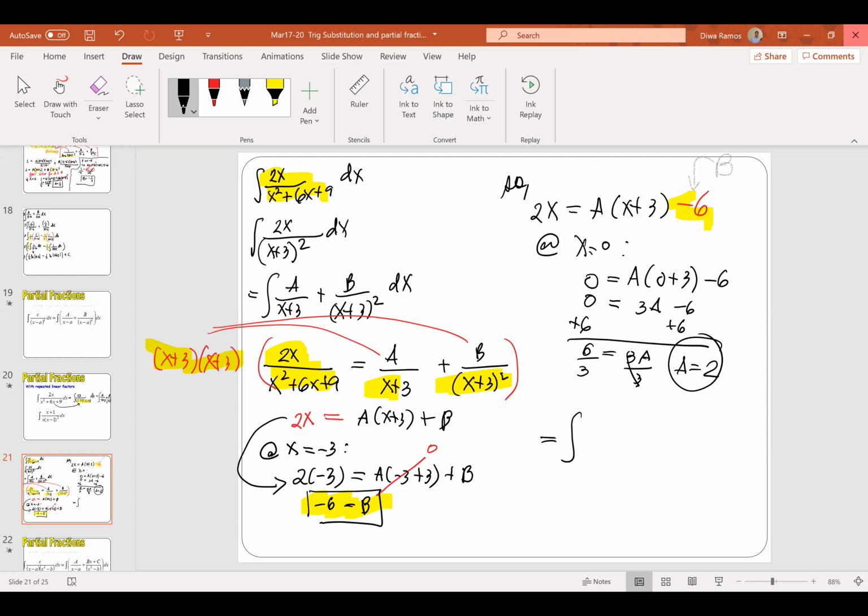All right, so our fraction is now decomposed as A over x plus 3 plus B over x plus 3 squared dx.